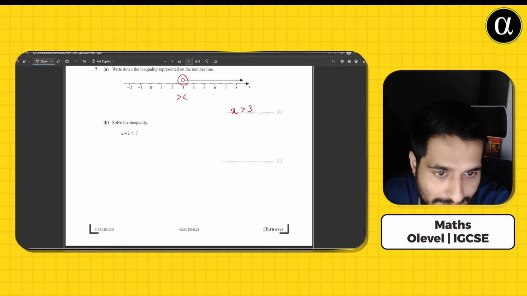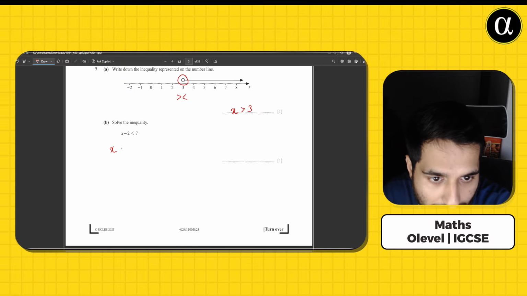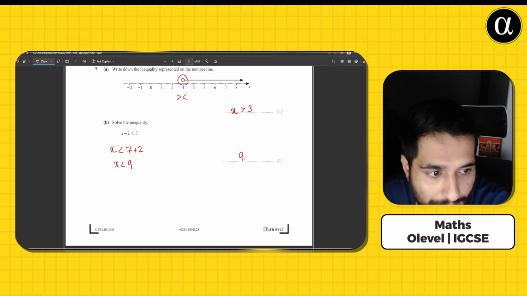Now, if you're supposed to solve this inequality, we can say it should be x is less than or equal to 7 plus 2, and the answer for this is going to be x is less than 9. All right, that's how you're going to write this part.